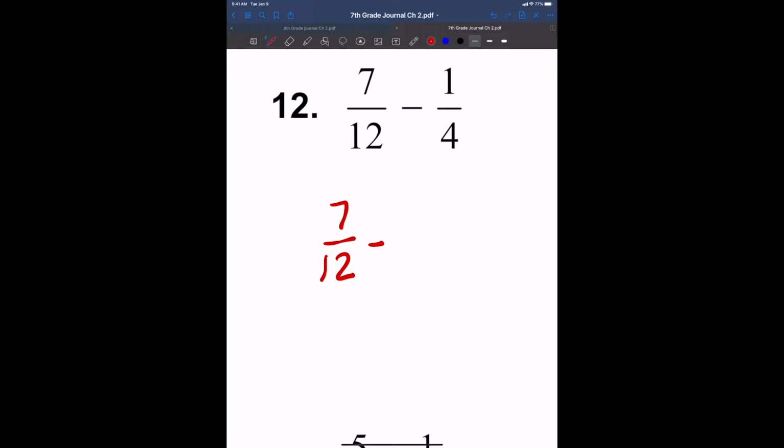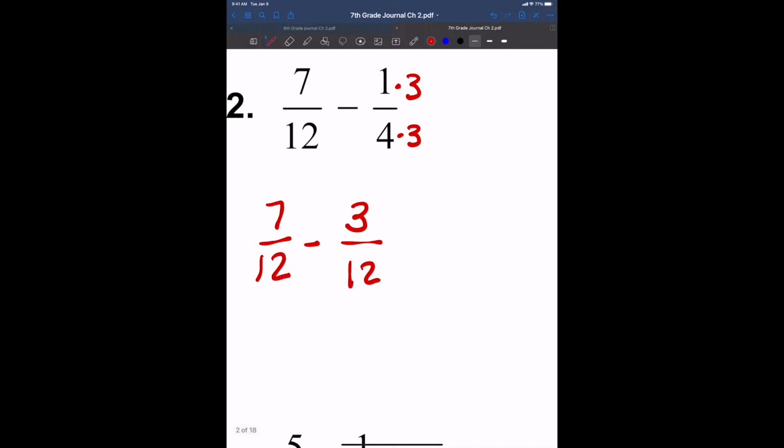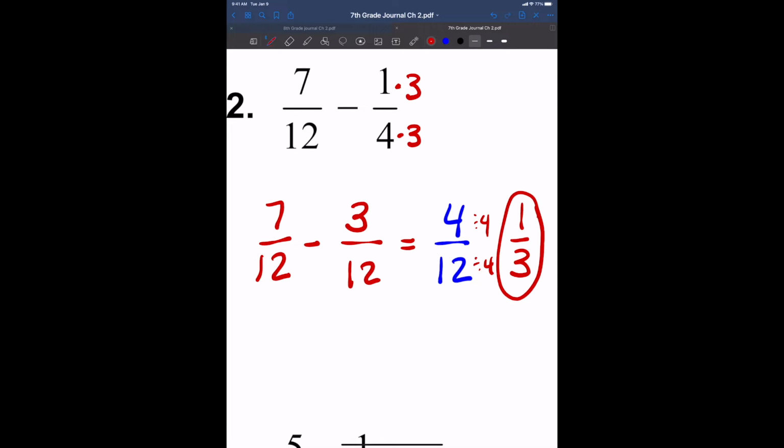7 twelfths. Now, how did I make that 4 into a 12? You times it by 3. Yeah. We times it by 3 to get 12, right? So then do the top by 3. Now, just like addition, you keep the denominator the same and just subtract the numerators. 7 minus 3 is? 4. Now, 4 twelfths, can I reduce that? Yes. By 4. Okay, so I'm taking out a 4 on each of these, and that would equal 1 third. There you go.